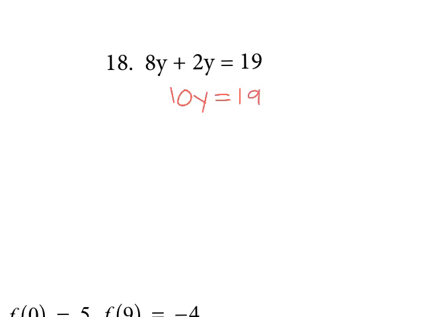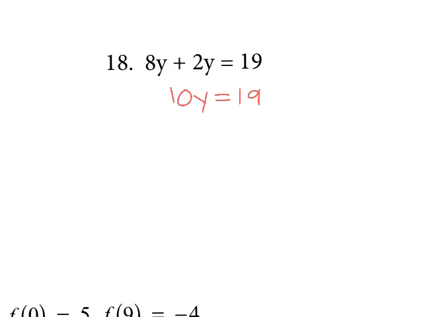Mrs. Fisher and I were back here laughing because I'm pretty sure this was a typo, but we're just going to roll with it and act like we meant to do it. Or, I meant to do it. What was it supposed to be? It was probably supposed to be 8x plus 2y equals 19, but, you know. We're just going to act like we meant to do it.